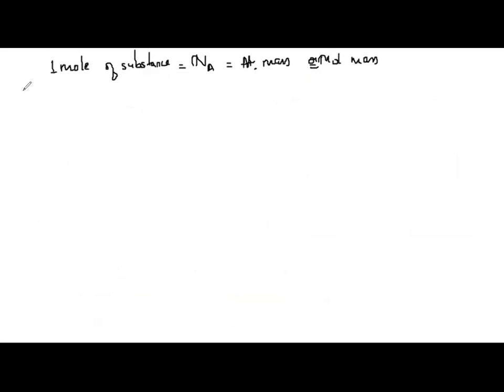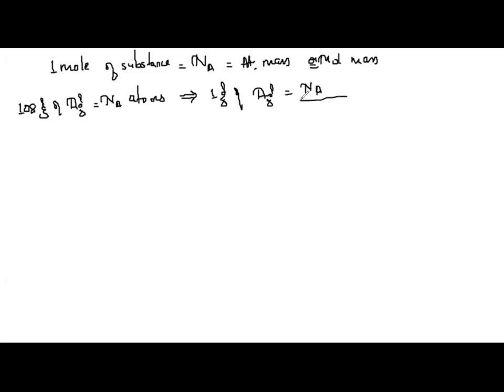And what is the atomic mass of Ag? Silver. So what is the atomic mass of silver? They have given, it is 108. So 108 grams of silver will contain how many atoms? Avogadro number of atoms, correct? But here they have said 1 gram of silver will contain how many? So it is Avogadro number divided by 108 atoms. Yes or no? Simple formula.